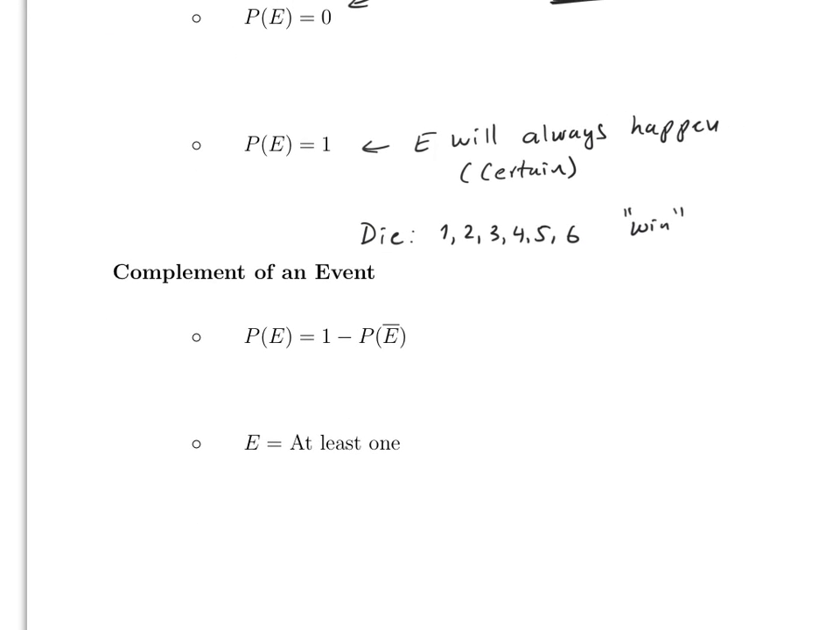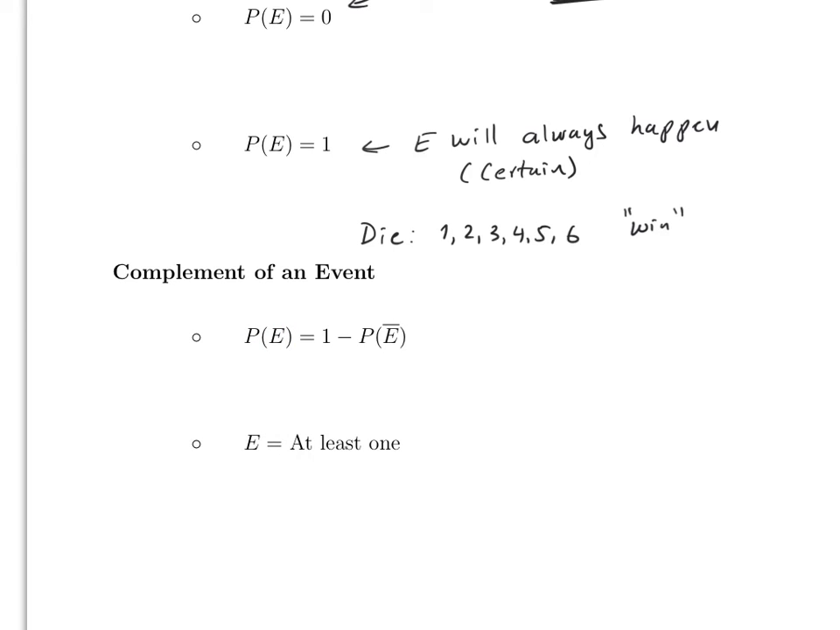The last part of section 4.1 is called the complement of an event. And this is one of the most important things in probability. By important, I mean that it will make your life very easy in some problems. Sometimes to find this directly can be very, very hard. So instead, you find the complement, or the opposite, and all you have to do is subtract this from 1, and you will get the answer to this one.